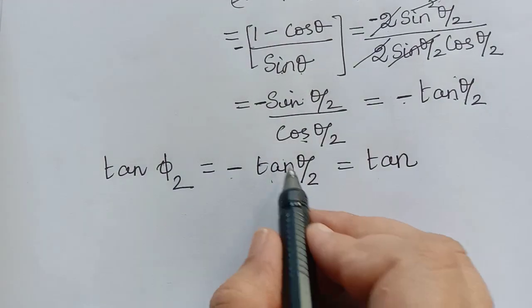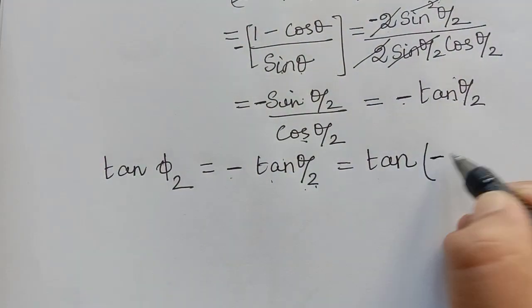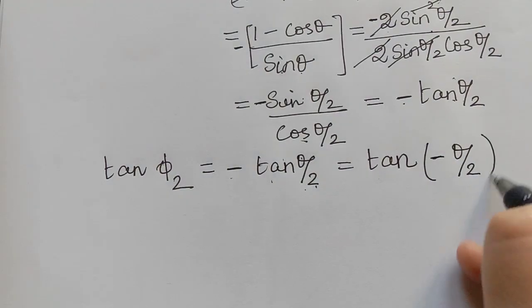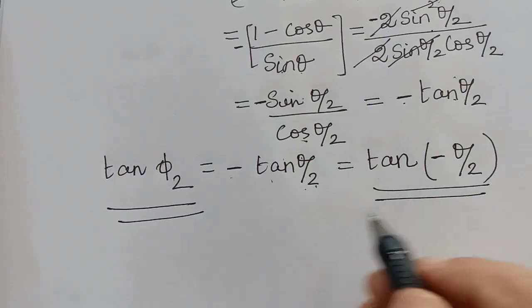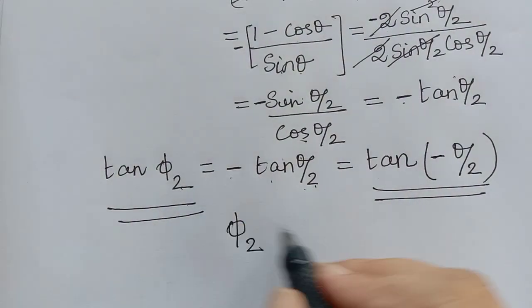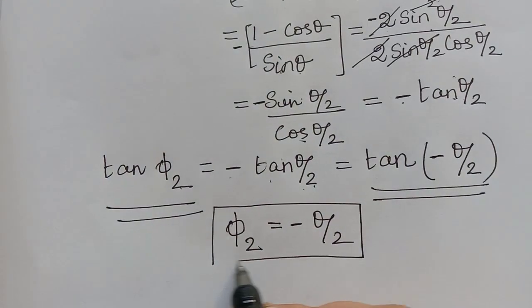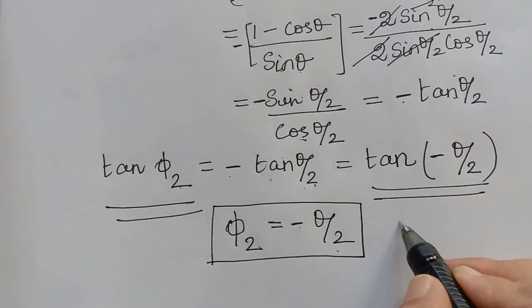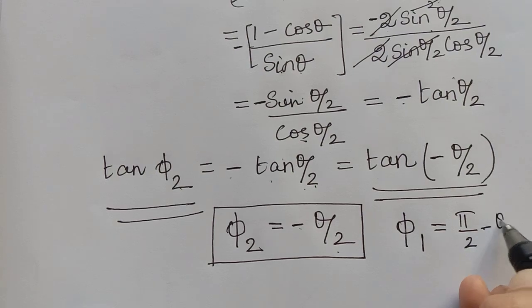So minus tan theta can be written as tan of minus theta, and because here we have theta by 2, this can be written as tan of minus theta by 2. Now comparing the left hand side and the right hand side, we get the angle phi 2 to be equal to minus theta by 2. So therefore we have got phi 2 to be minus theta by 2, and we also obtained phi 1 to be equal to pi by 2 minus theta by 2.